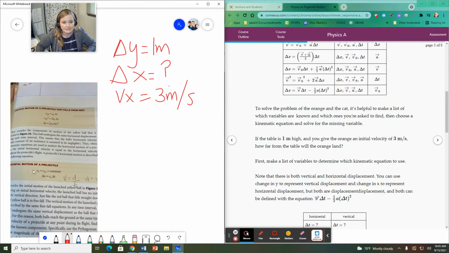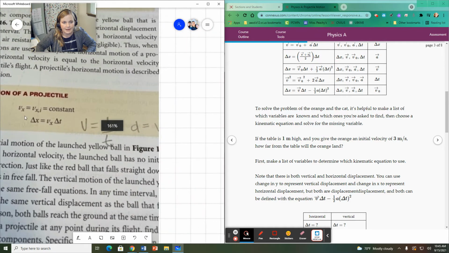So you can see in this screenshot here, and let me zoom in just a little bit to make it bigger, that if you have a horizontally launched projectile, and this is true only for horizontally launched projectiles, the v sub x initial is equal to the v sub x. It is constant. It's the same. It's not going to change.